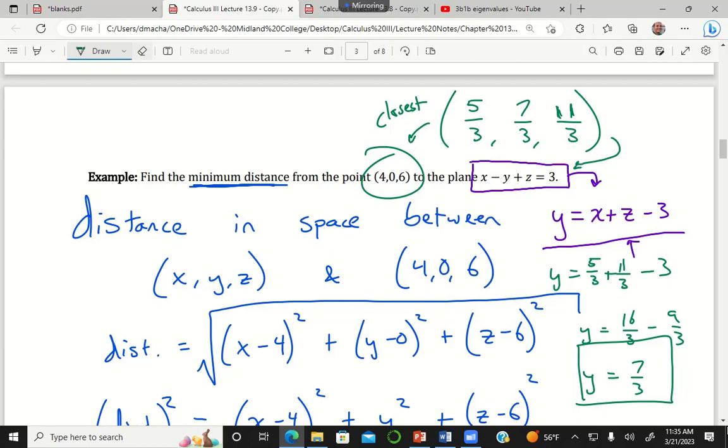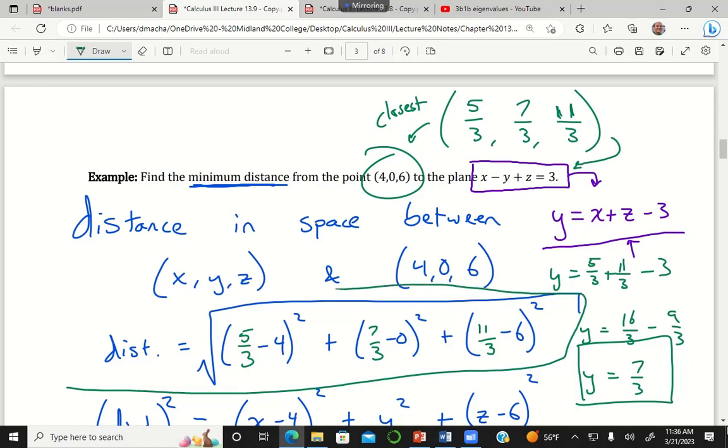So what you would do is you would say, here, my x is now 5/3. My y is now 7/3. My z is now 11/3. And then this is the formula for my distance. Now I know what x, y, and z are. And so that is what you would have to calculate to solve that problem.